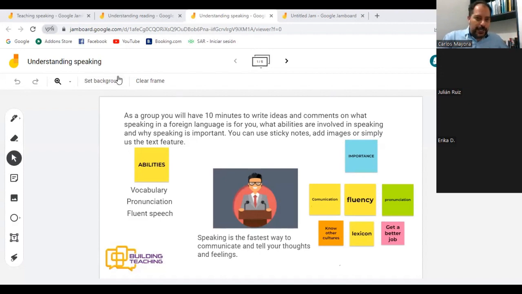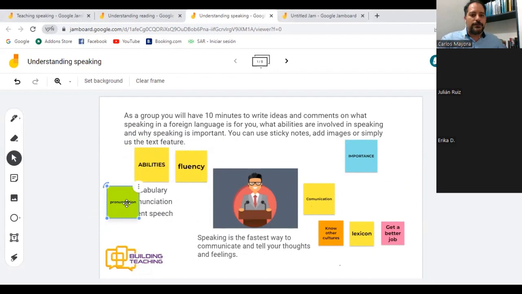So in this group, understanding speaking. They say speaking is the fastest way to communicate and tell your thoughts and feelings. In the abilities, they consider the vocabulary, pronunciation, and fluent speech are part of speaking. In the importance, they said that it is important to know about other cultures, to increase your lexicon, your number of words you know, and to get a better job. And I guess these are also abilities of speaking. They say speaking is communication, speaking involves fluency, and speaking involves pronunciation. Right? Okay, thank you very much to the group.